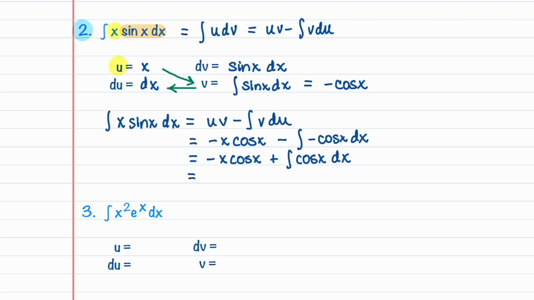We can now integrate that. So we have minus x cosine x. The integral of cosine is sine x. So we have plus sine x. Now we have to add on our arbitrary constant. And there's our final answer.